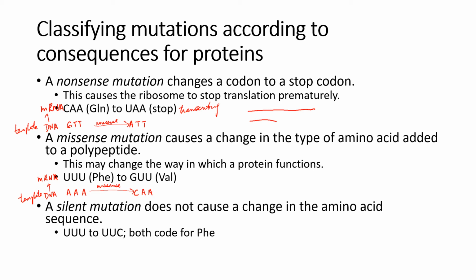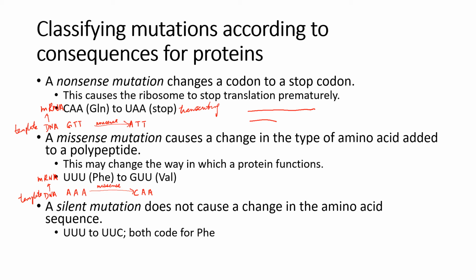Well, UUU is supposed to code for phenylalanine. If you refer to the table, you can verify this. And if that changes to GUU, then the amino acid that's going to be added is no longer phenylalanine, it is valine. And because we've changed the type of amino acid being added from phenylalanine to valine, this is referred to as a missense mutation.